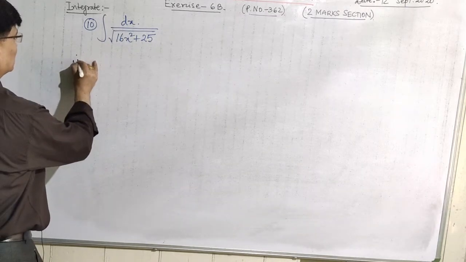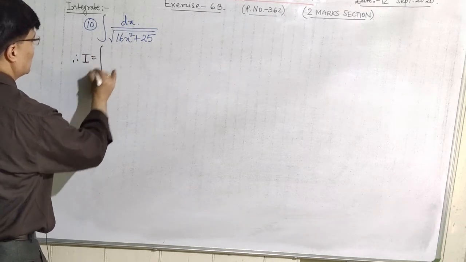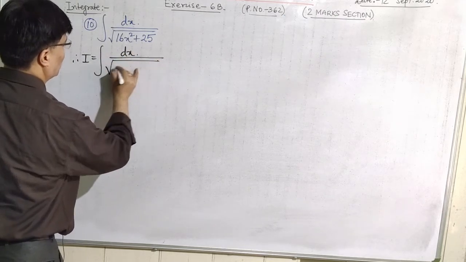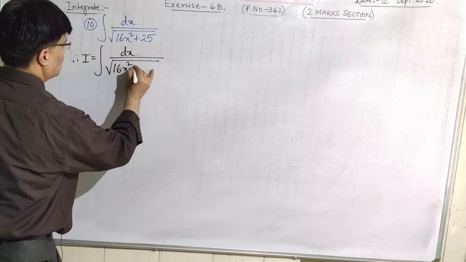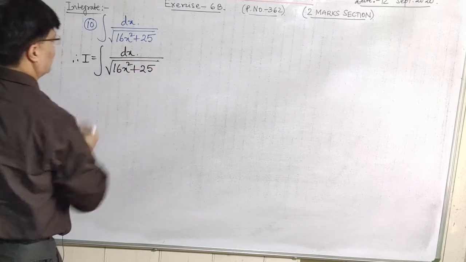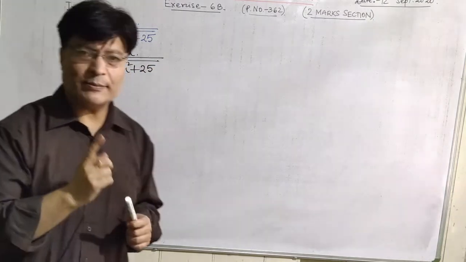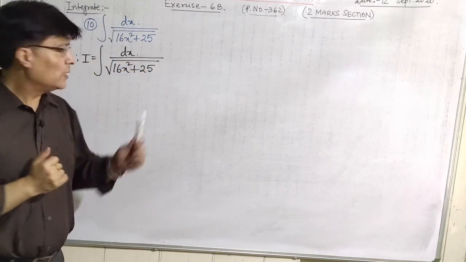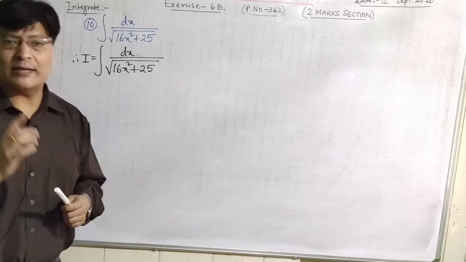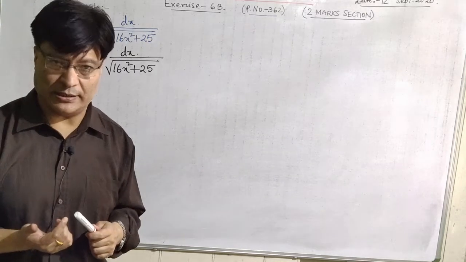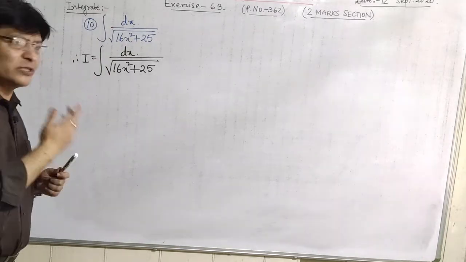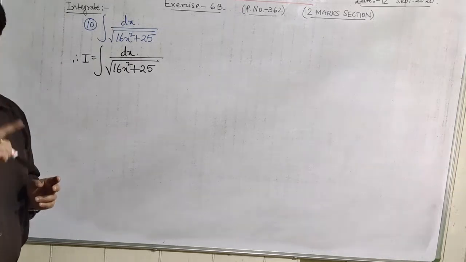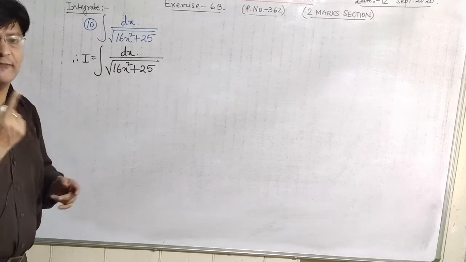So let us write here I is equal to integral sign dx divided by root over 16x square plus 25. Okay, so what is the method here? Here also you have to make the coefficient of x square 1. That means you have to take 16 as common here. Or you may use a different method here also. Let us write it within whole square. 16x square, that is 4x whole square. And what is 25? It is 5 whole square.